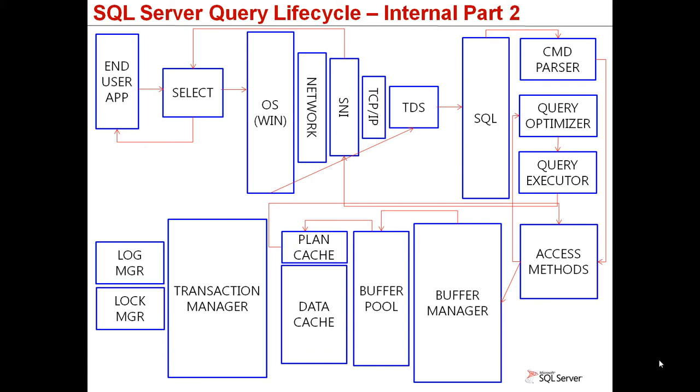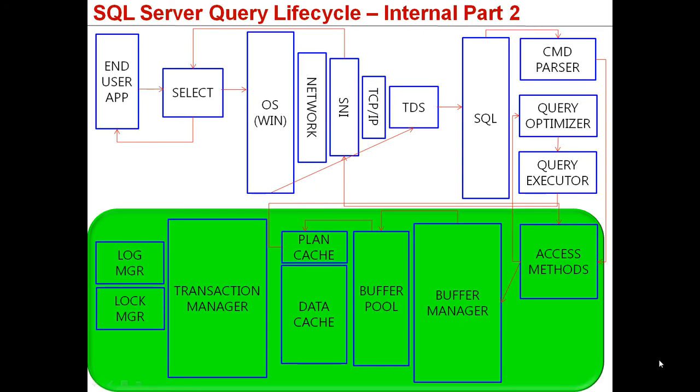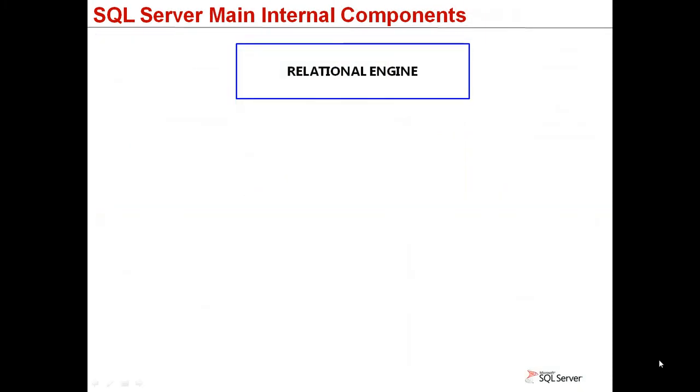There are two main engines in this whole operation. We're going to take a look at those now. The command parser, query optimizer, and executor are part of the relational engine. And these others in green are part of the storage engine. In the next slides, we're going to see some more details about them. So the relational engine is composed of the command parser, query optimizer, and executor. The command parser, as I said before, validates the syntax of the SQL being passed, meaning that if a query has any error, SQL Server will abort the whole transaction and will not move forward.